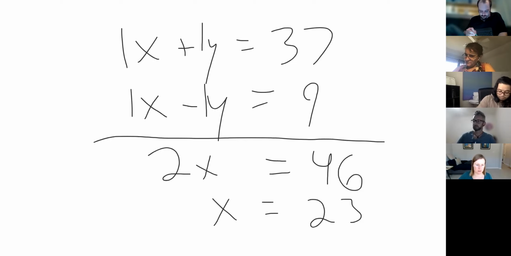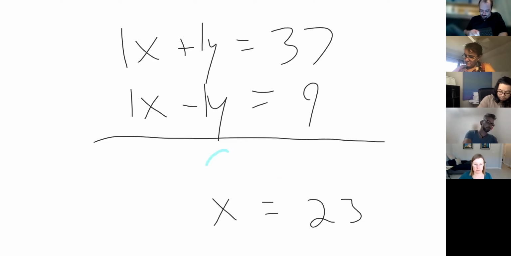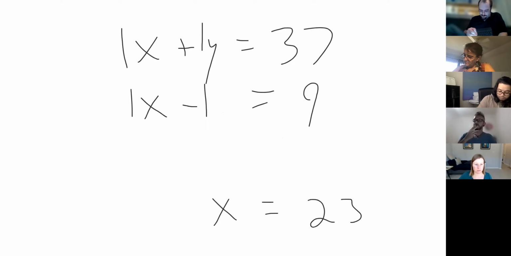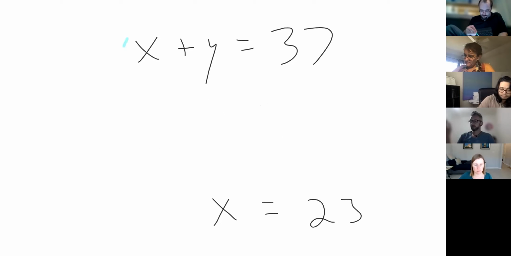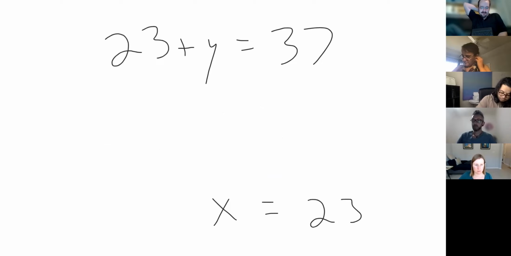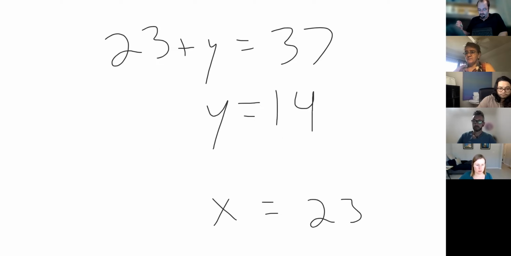So now you have to do it again for the y. And this time I just did 23 plus y equals 37, because now we have 23, which is x, so you plug that in for x. Plugging in 23 for x and solving for y, which is? It's 14 after you subtract 23 from 37.